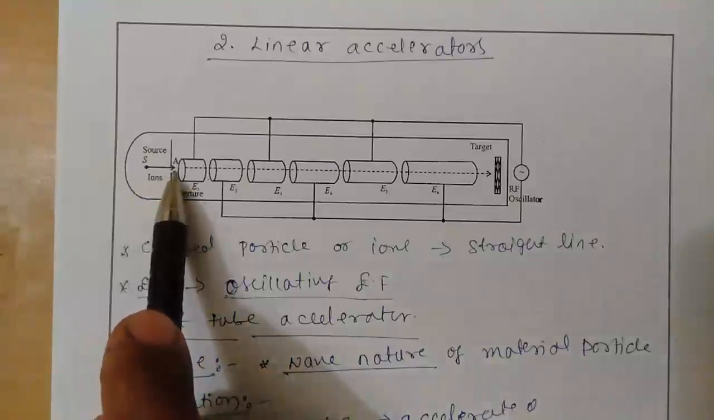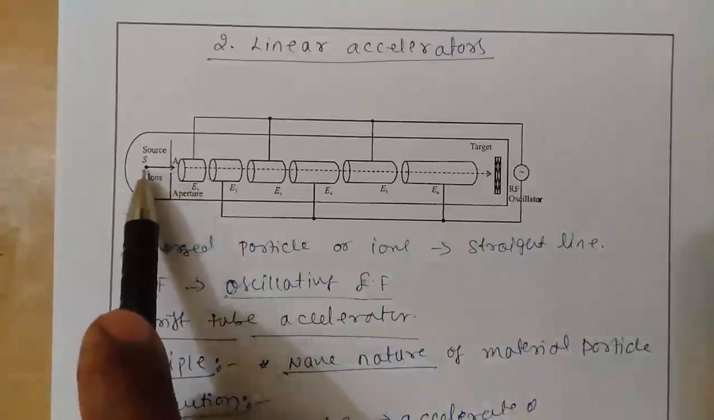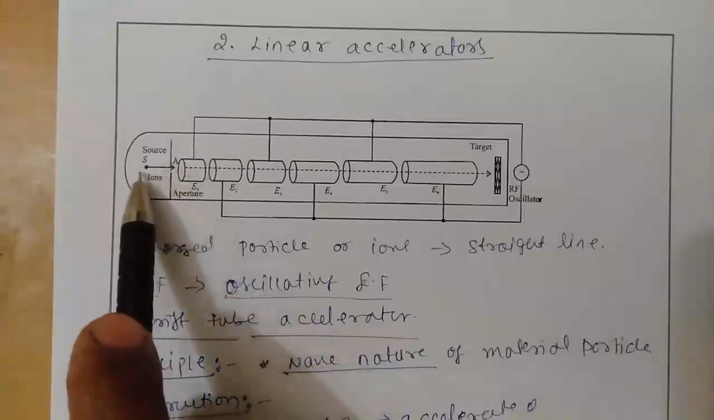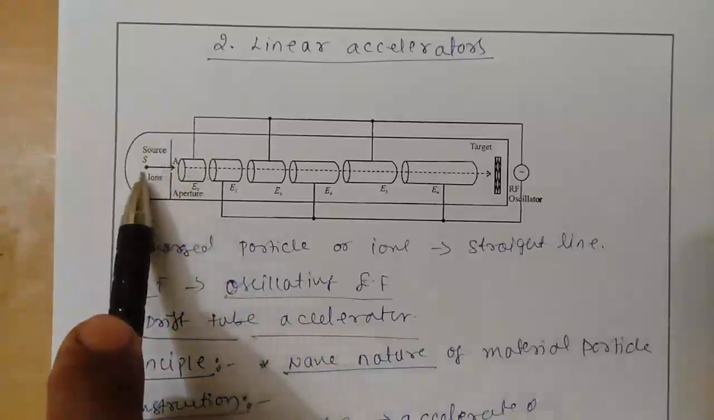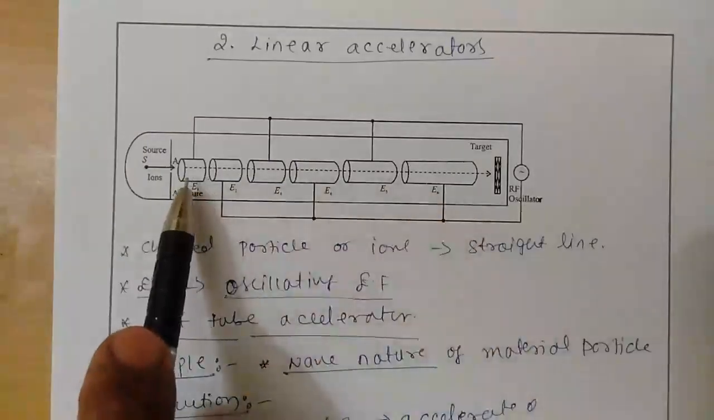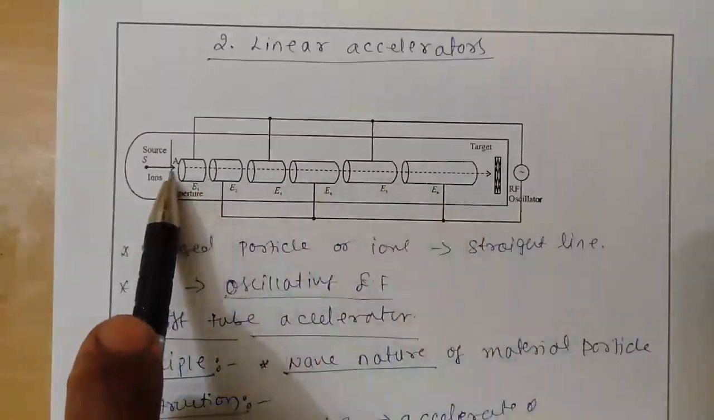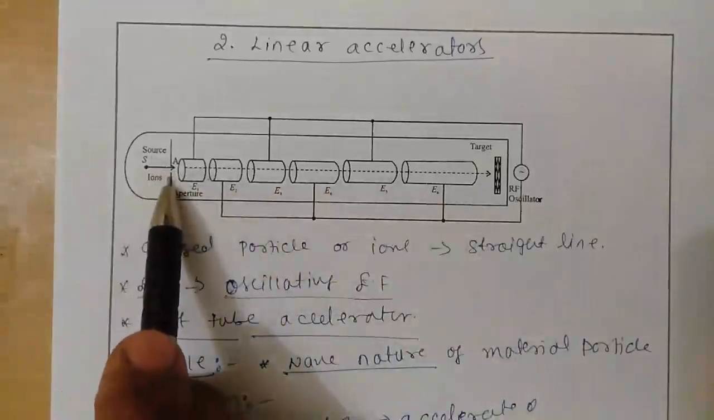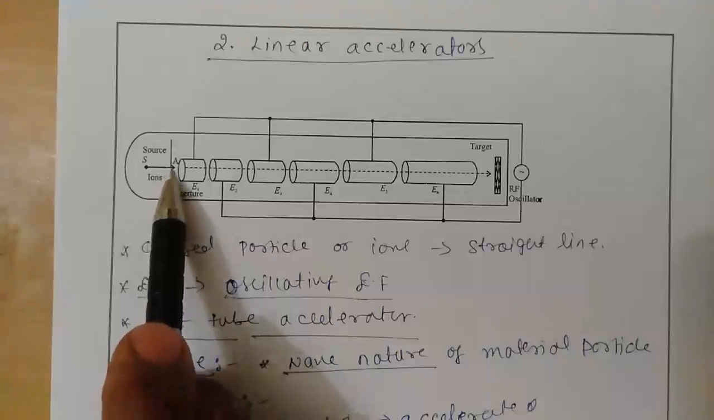In this diagram you can see that we have a small gap between this source and this aperture. Aperture is a small opening, here you can see. So the charged particles which are produced by this source are entering this accelerator along this aperture A. Suppose this charged particle, that is the positive ion, leaves the aperture A.